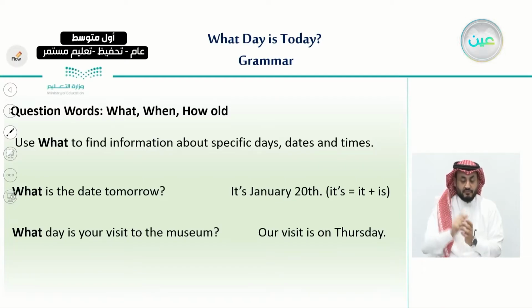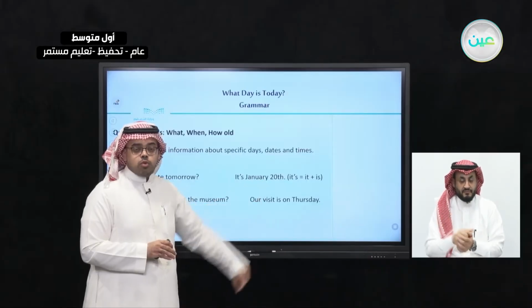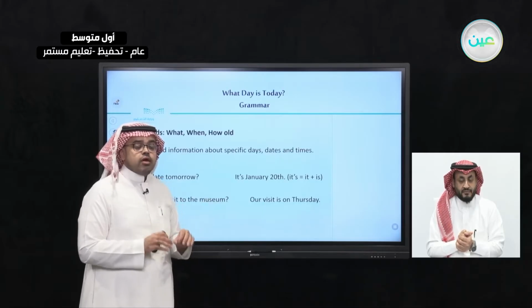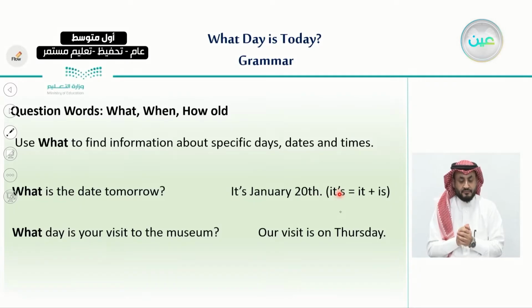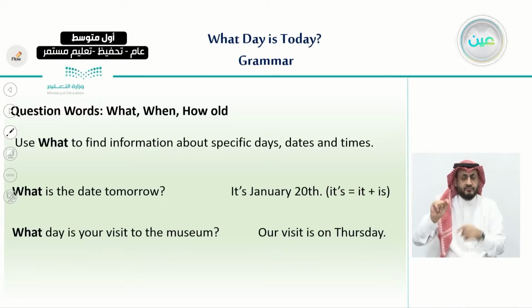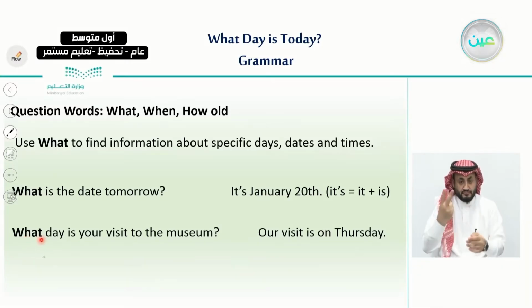So here we have the simple answer: it's January the 20th. The 20th here means the 20th day of the month January. And either we use it's, which is a short form of it is, or we can use the full form: it is January 20th. Also, another question: what day is your visit to the museum?